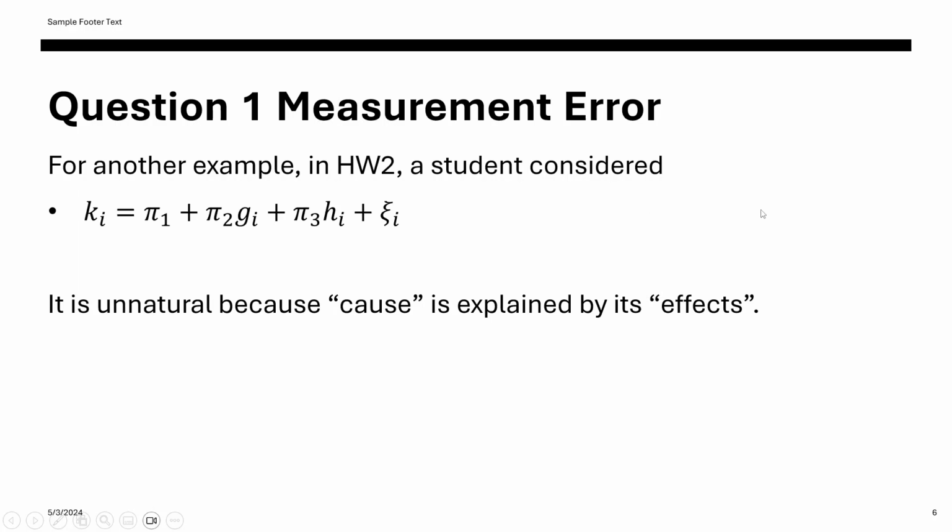Similarly, the motivation for this question in the exam is a question from a student. In homework 2, a student considered this equation. So set up, say, capital is a linear function of two measures. They have their own errors, but it's kind of a new equation. It is similar to the first stage equation of the two-stage least squares problem.